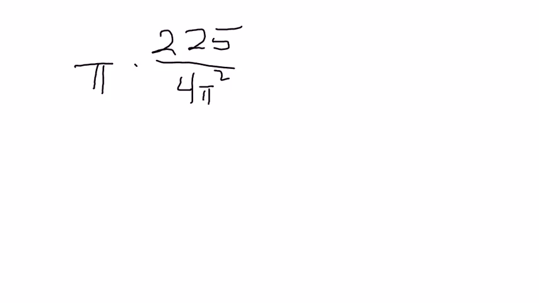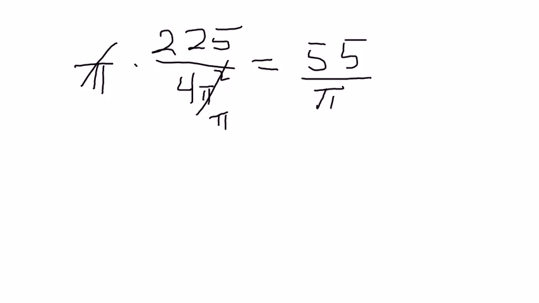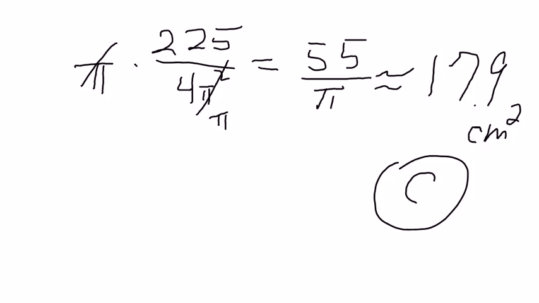We can take off one of those pi's there. Then 225 divided by 4 is going to give us 56.25, and we have 1 pi left underneath. So it's that divided by pi, and that's going to be approximately 17.9 centimeters squared, which is our area, letter C.